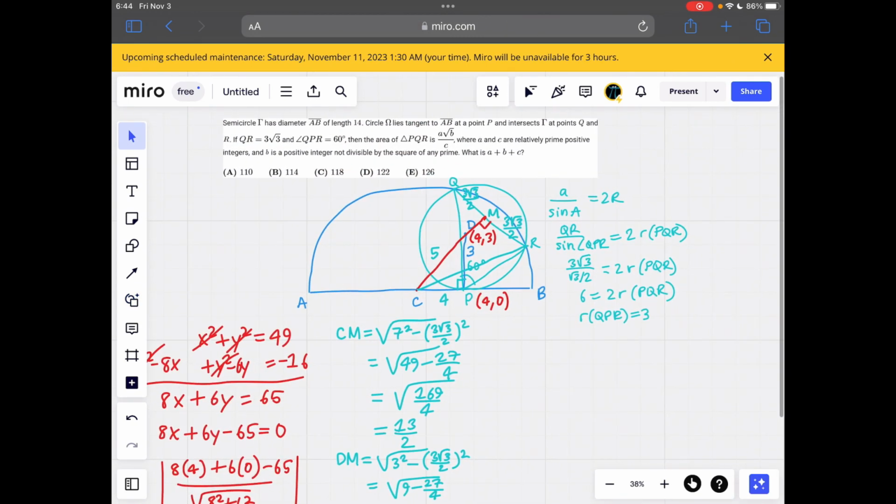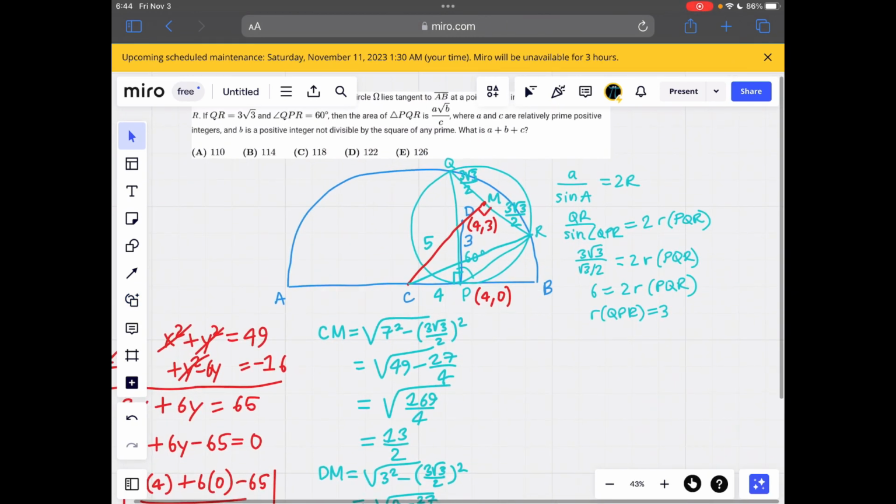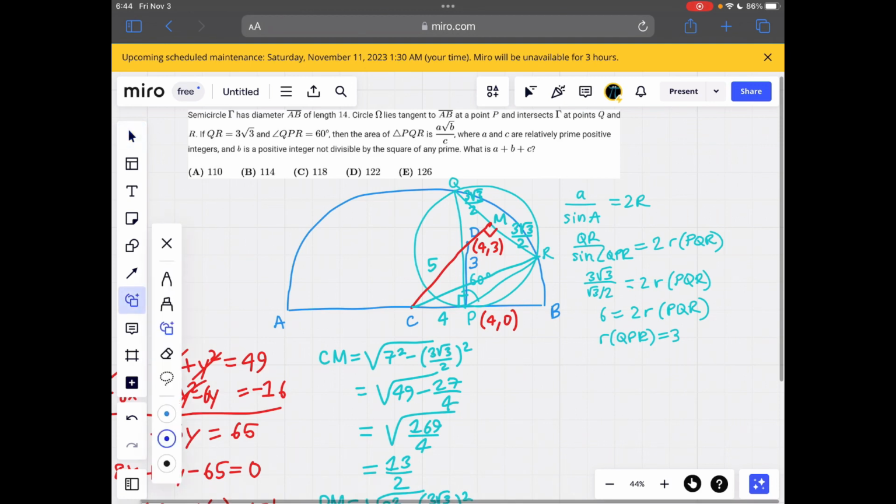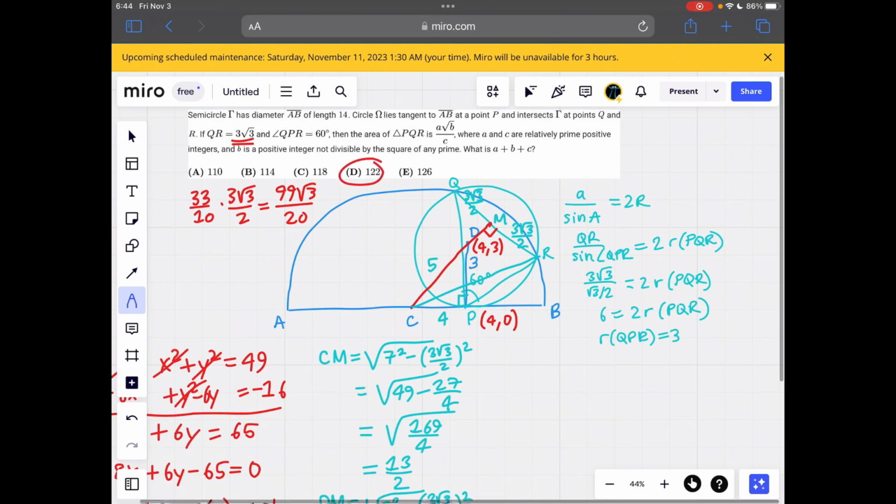And we said that we would multiply this by QR over 2 at the end to find the area of triangle PQR. So let's do that. In the end, the area of triangle PQR is equal to 33 over 10 times QR over 2, which is 3 root 3 over 2. And that's equal to 99 root 3 over 20. This is in the form we want it to be in. So A plus B plus C is 99 plus 3 plus 20. And that's equal to D, 122.